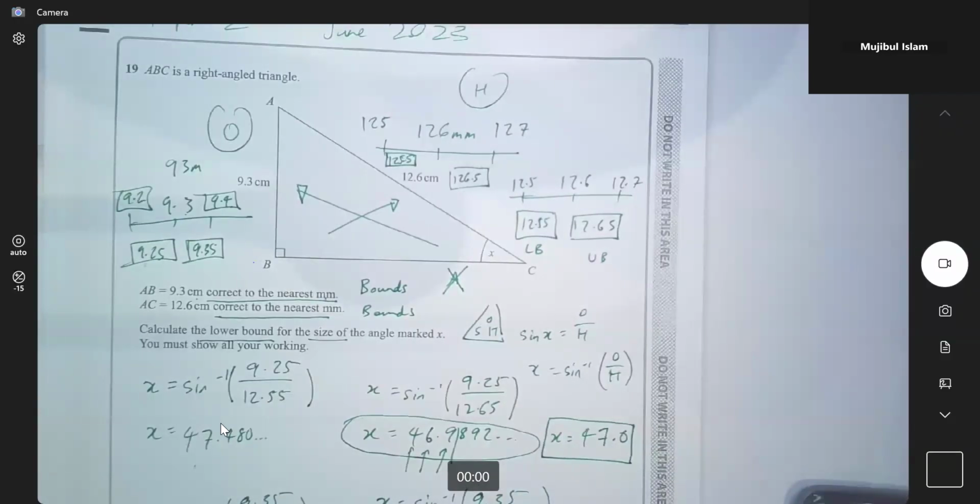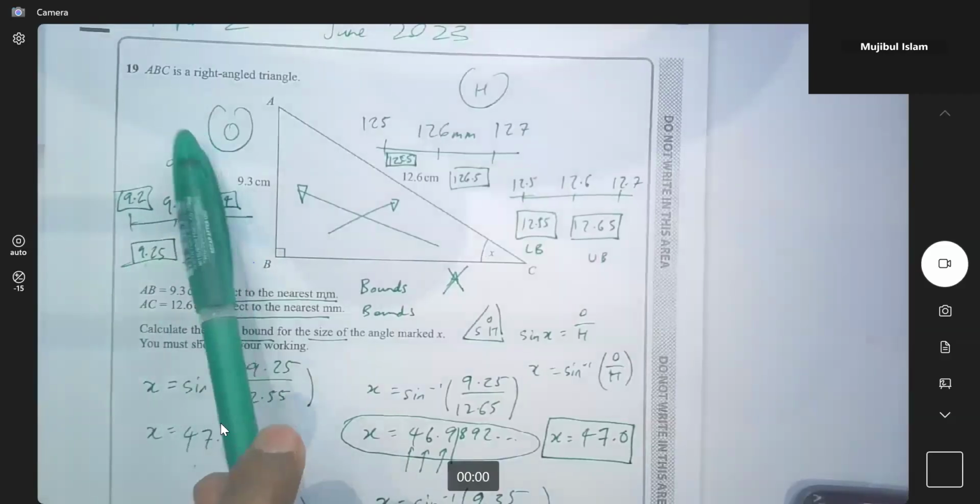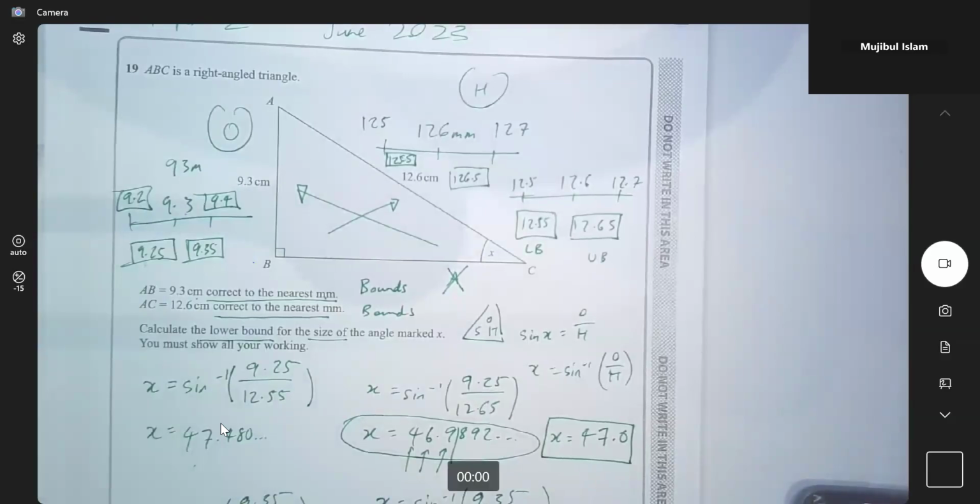So you can see there's a lot of work for this question. It does look challenging. I mean, it's question 19 of the paper, so that year's paper must have been quite challenging.